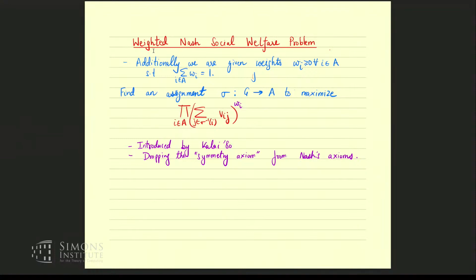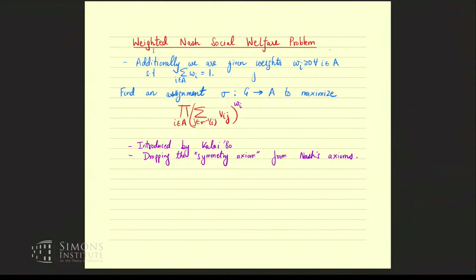Additionally, for each player, I'm going to give you a weight which adds up to 1. So the sum of the weights will add up to 1. Non-negative weights, and this time you will take the product of the value of the bundle for player i to the power of w_i. So if the weights were all equal, 1 over n, we will exactly get the geometric mean. Otherwise, we're getting some weighted geometric mean of them. Good.